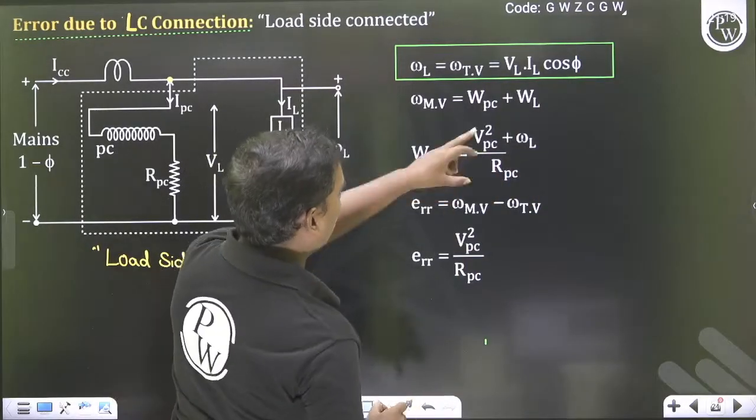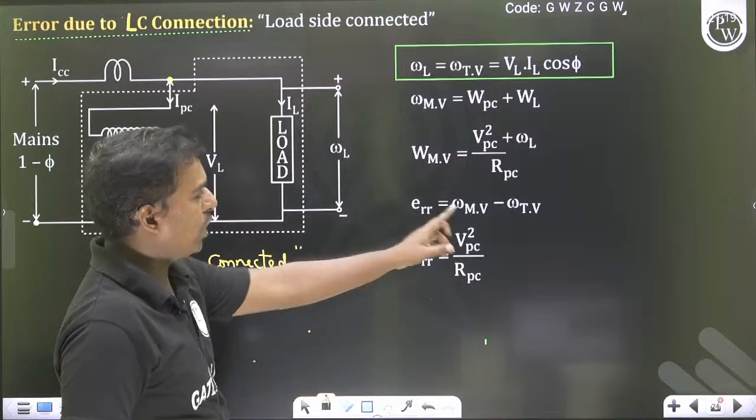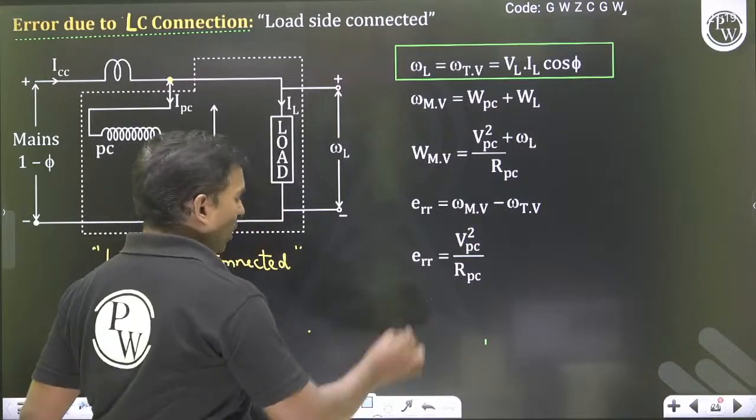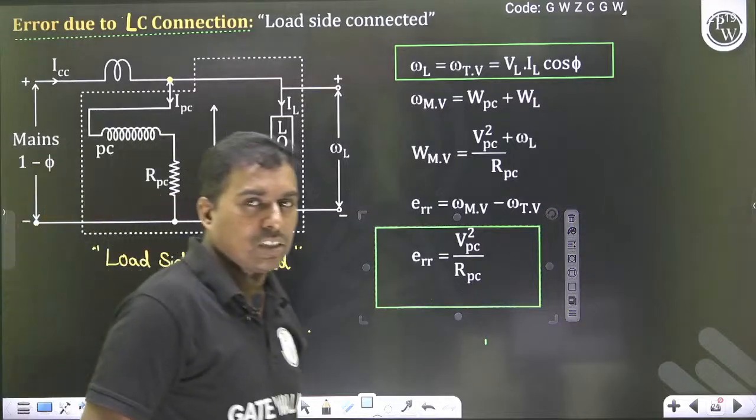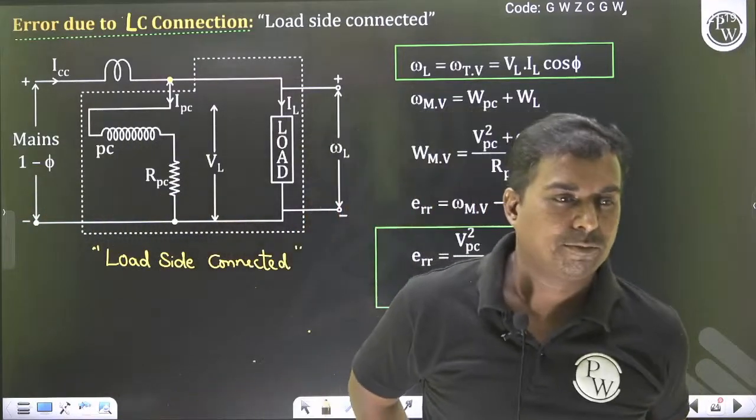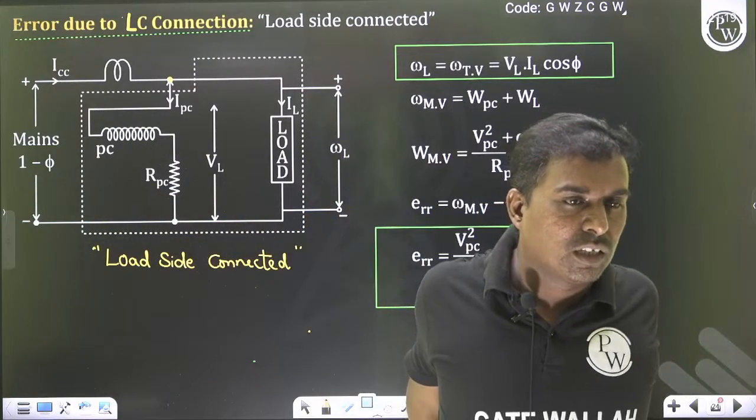So this is the error now. So error is nothing but measure value minus true value. So error क्या होगा? ये error. So दोनों केस में LC कनेक्शन, MC कनेक्शन दोनों केस में हमको error आ रहा है. Am I right or not? Error आ रहा है.